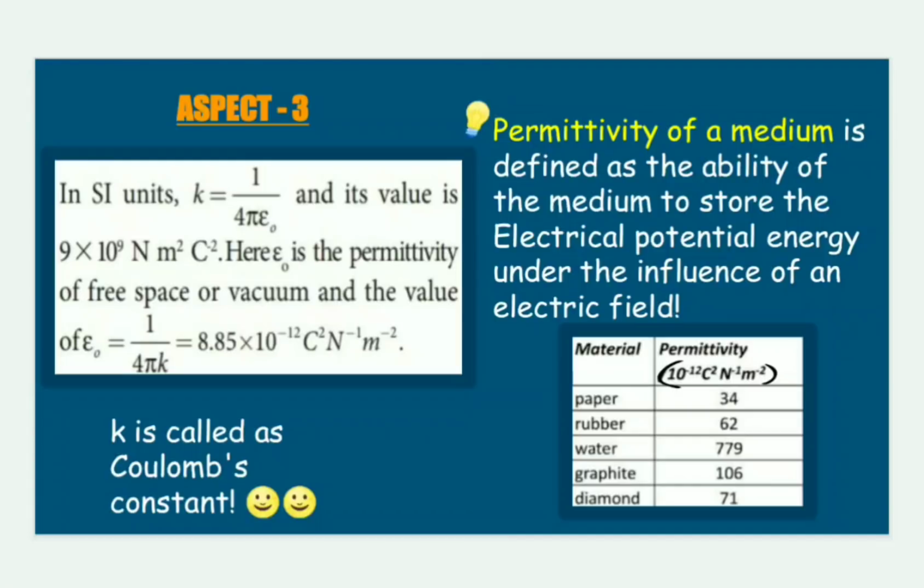Okay children, so here in the tabulation they have given the permittivity of different materials, right? Paper, rubber, water, graphite and diamond. In all the cases, one thing you have to note down, it is always greater than what is given as the permittivity of free space. Permittivity of free space is 8.854 into 10 power minus 12, but all these values are going to be greater than epsilon naught. So always the permittivity of any medium is greater than that of the permittivity of free space. Okay, that is aspect 3.